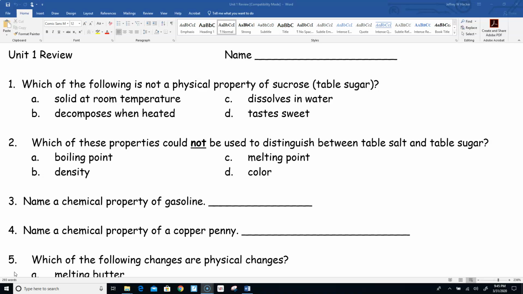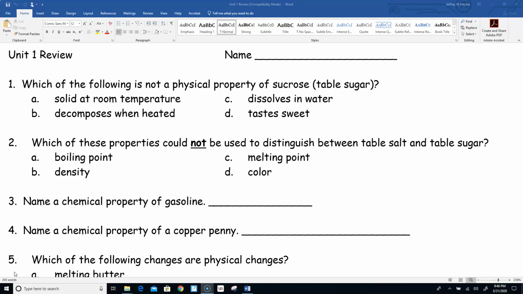Chemical property of gasoline. So chemical property means that it has to be something that when you observe it, it changes it. It's no longer gasoline. The thing I put was flammability. All right, so it starts on fire. It's what we use gasoline for, to provide power for engines to do work. So, yep, it burns.